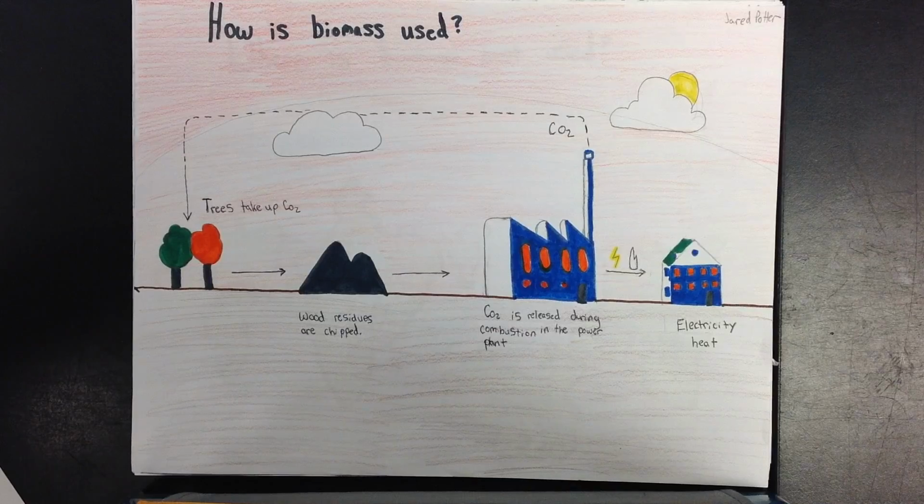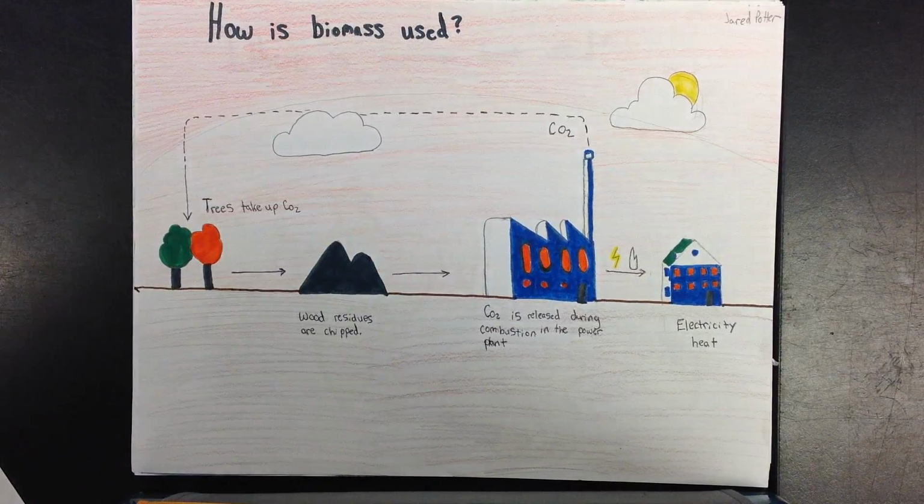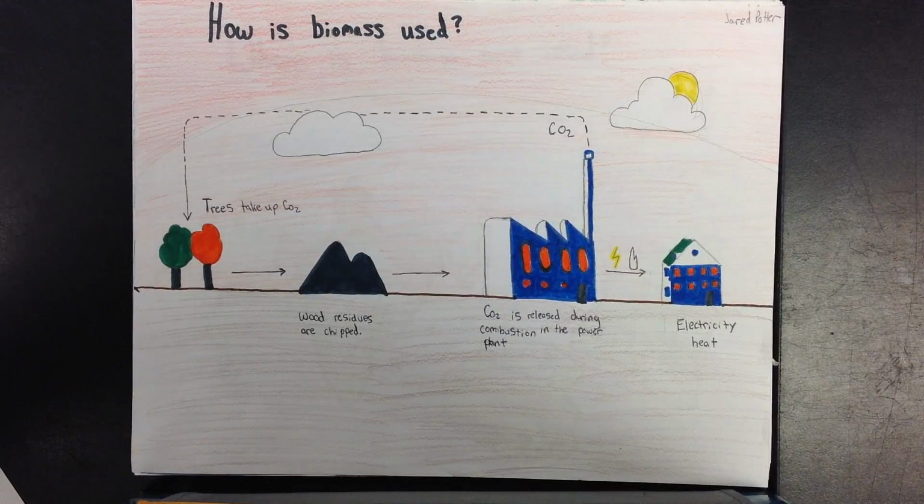Some of the materials that biomass uses are scrap lumber, forest debris, certain crops, manure, and trash. This is taking some unwanted materials and turning it into energy.